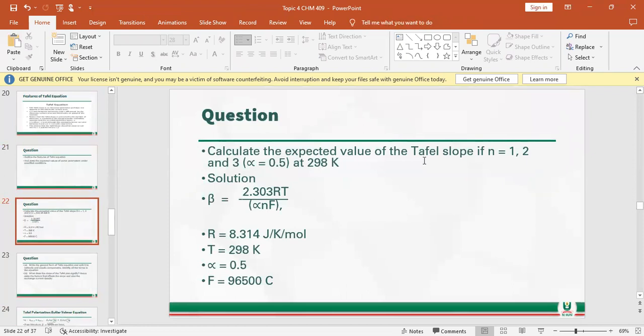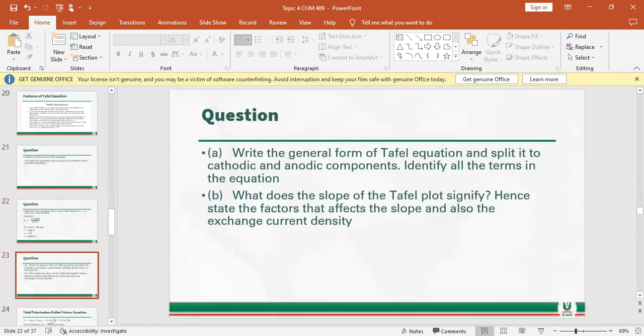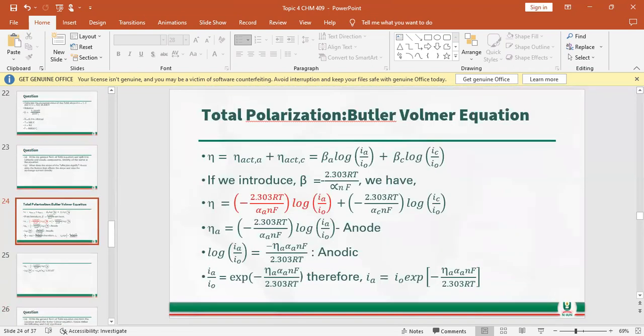Question: calculate the expected value of the Tafel slope if N is equal to 1, 2 and 3. You can see the equation there. That has already been done. Write the general form of the Tafel equation and split it into cathodic and anodic components. Identify all the terms in the equation. What does the slope of the Tafel curve indicate? And state the factors that affect the slope and also the exchange current density.